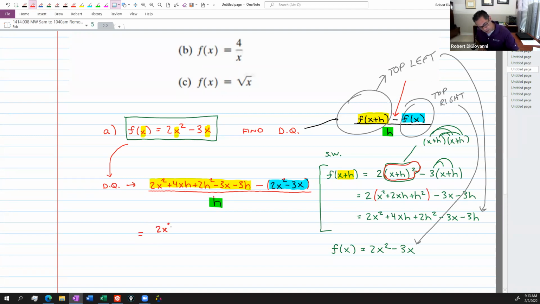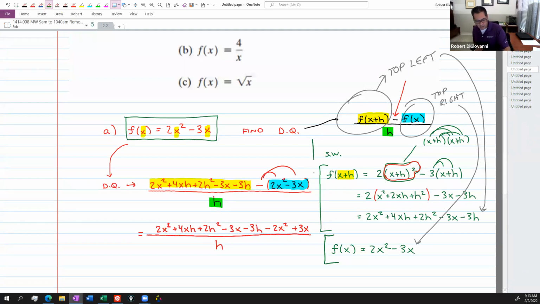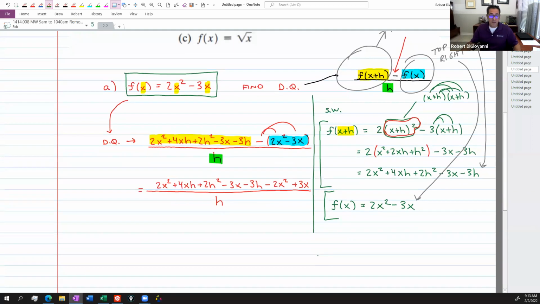Okay, so I got 2x squared plus 4xh plus 2h squared minus 3x minus 3h. Now distribute this through. So we get minus 2x squared plus 3x. The whole thing divided by h. I realize that it looks like a complete disaster over here, but good things are about to happen. You should see here that this 2x squared cancels with the minus 2x squared, and that the negative 3x cancels with the positive 3x.